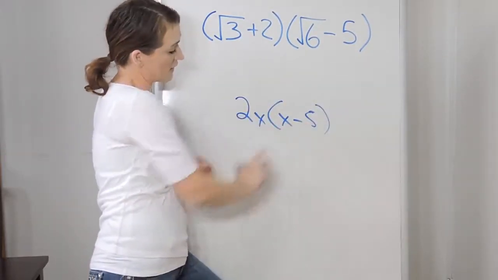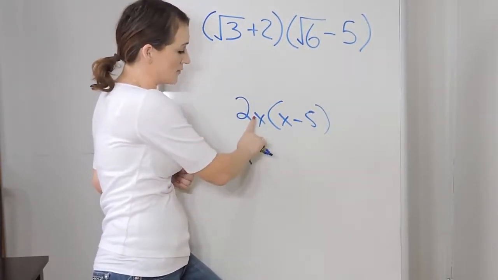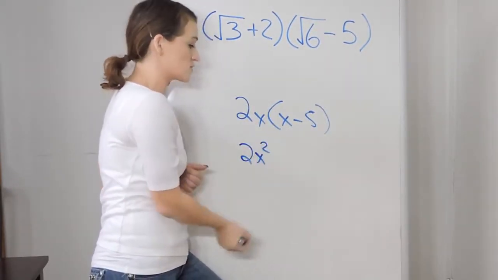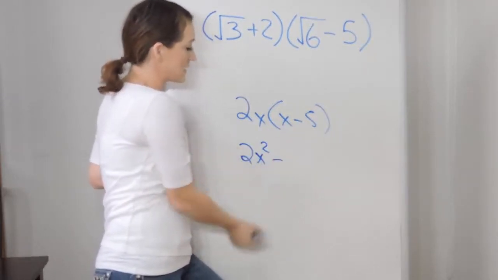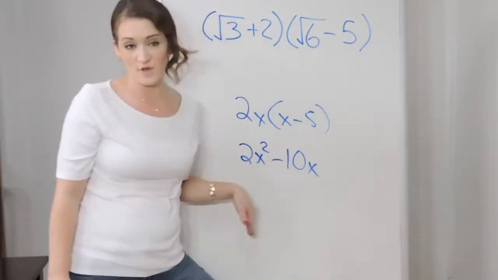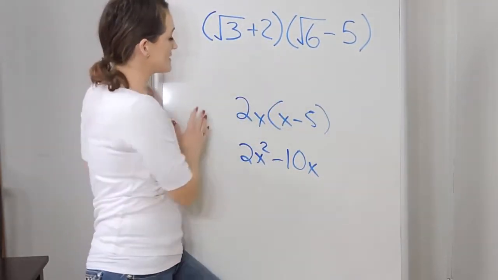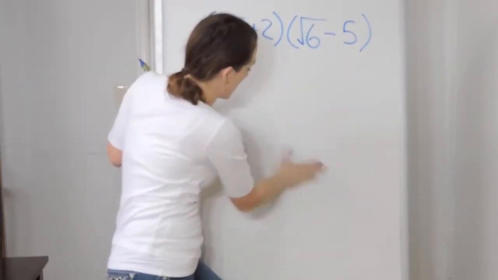So if I actually carry out this multiplication here, the 2 drops down and we do x times x to make it x squared. Then we drop down the minus sign and 2 times 5 is 10, and this x is kind of along for the ride. We drop that down as well. So that same concept there is used to multiply radicals.